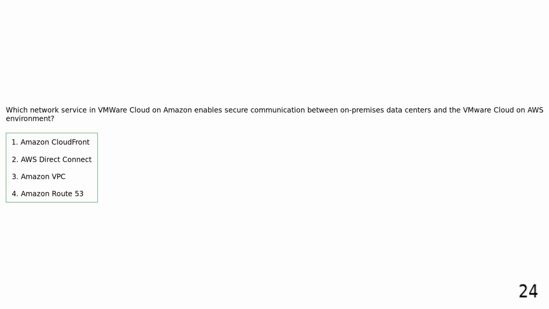Which network service in VMware Cloud on Amazon enables secure communication between on-premises data centers and the VMware Cloud on AWS environment? Amazon CloudFront. AWS Direct Connect. Amazon VPC. Amazon Route 53.